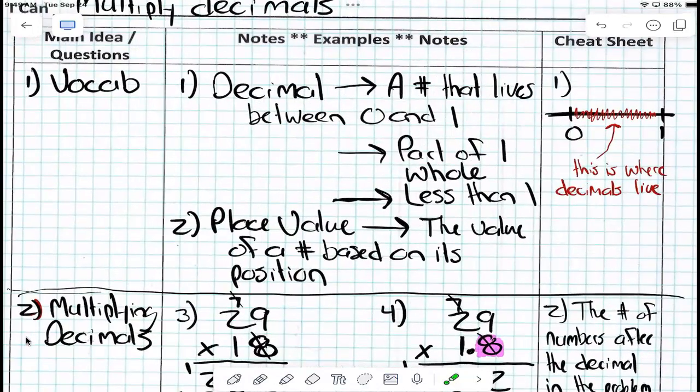We have two vocab words. Decimal. Class, where do decimals live? Between 0 and 1. Are decimals bigger than 1, less than 1, or the same as 1? Less than 1. And decimals are part of a whole, right? Yes. Okay, we gotta know that.